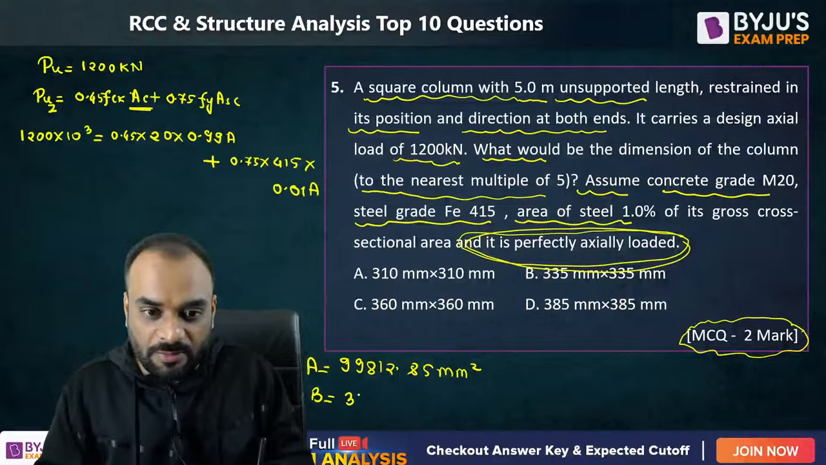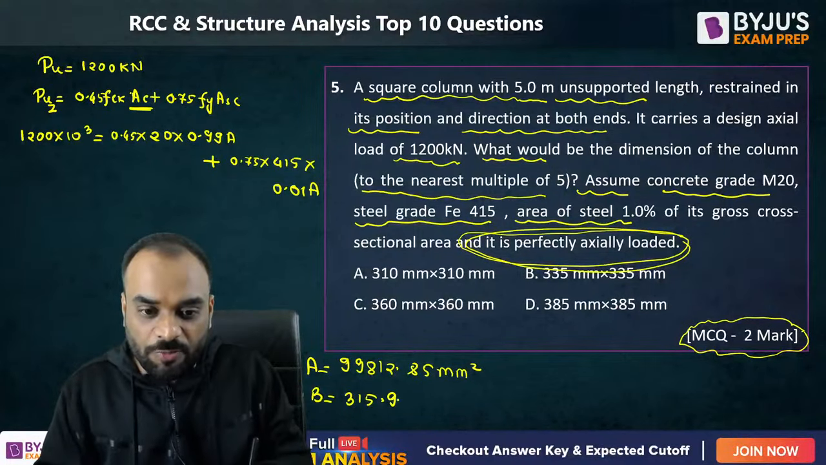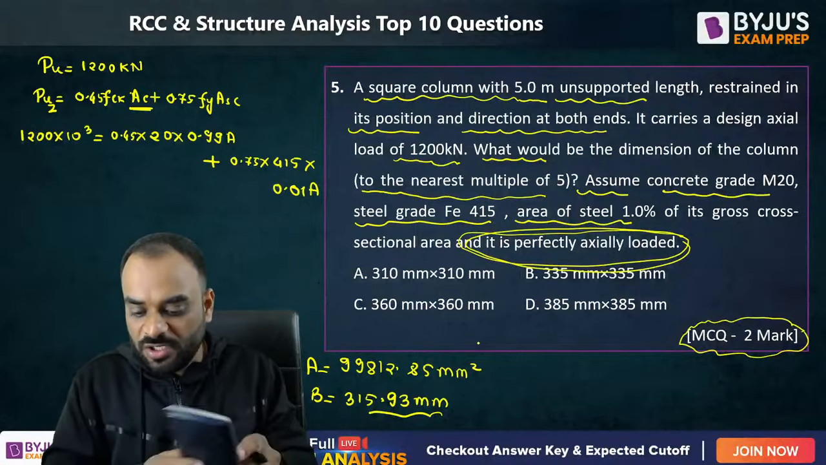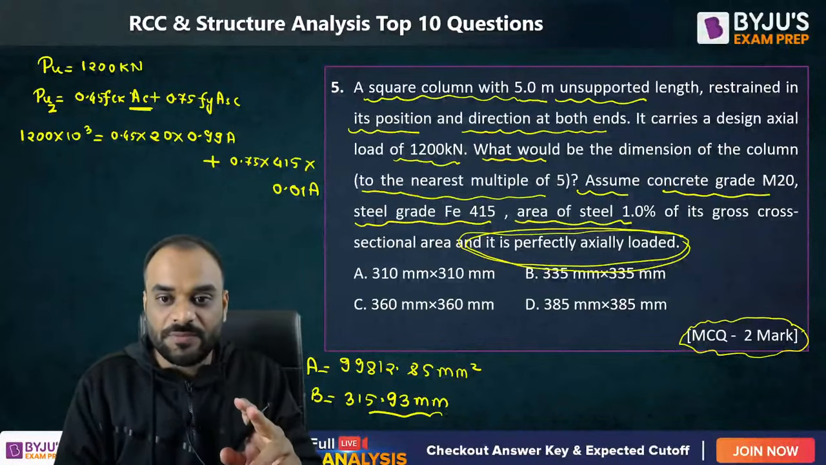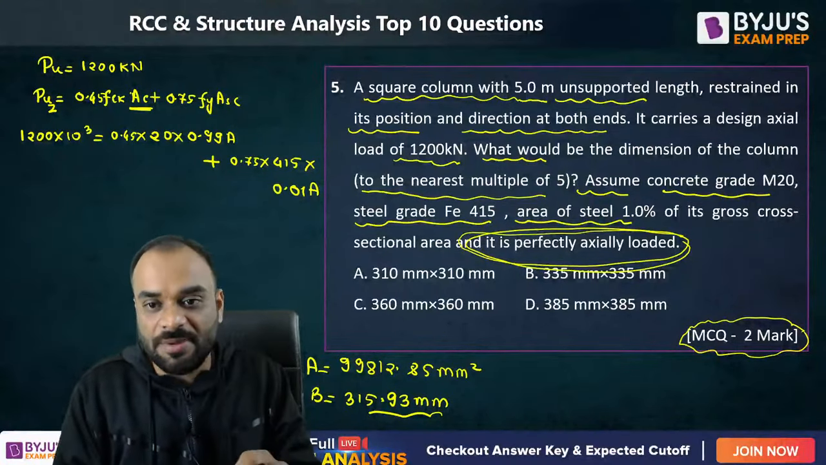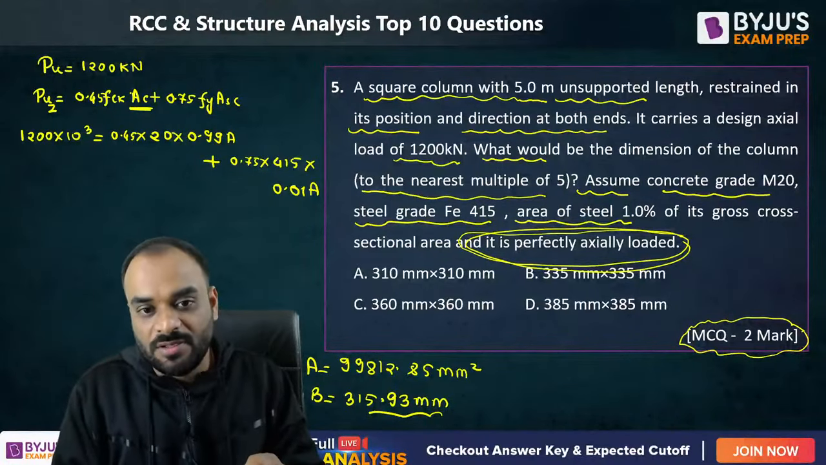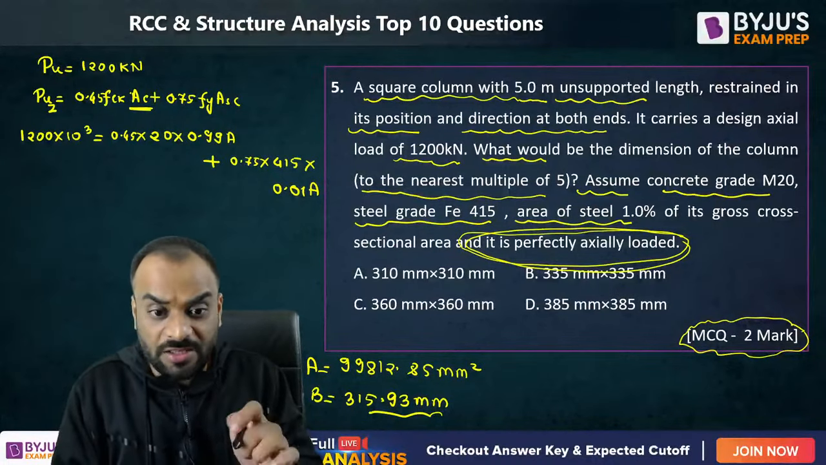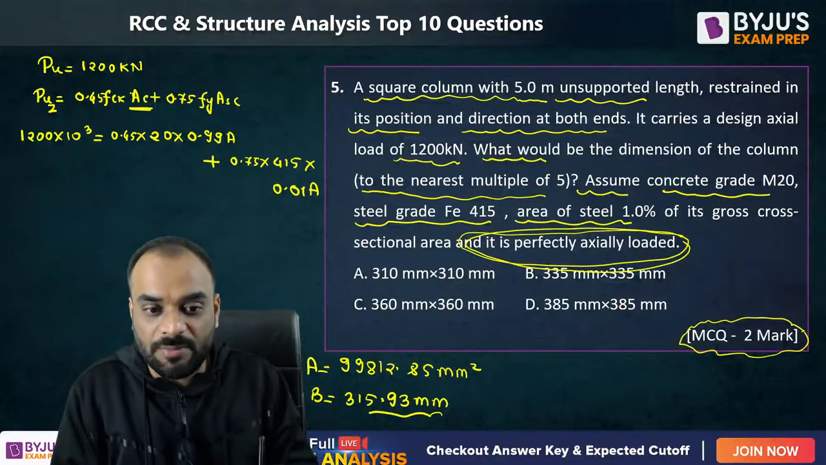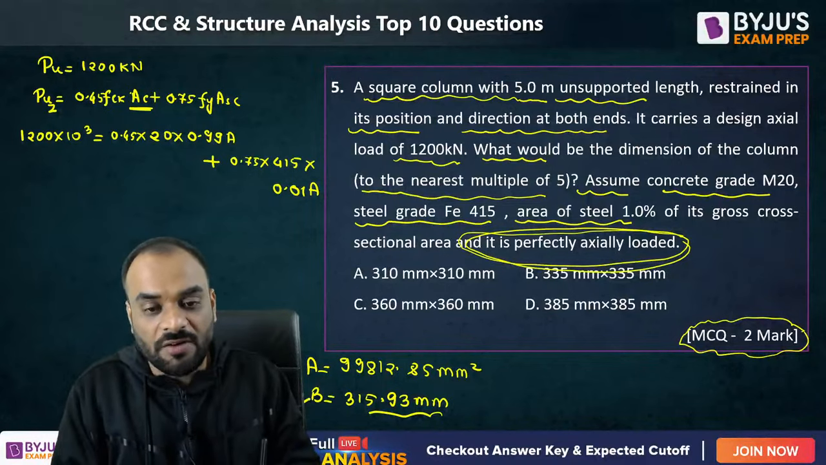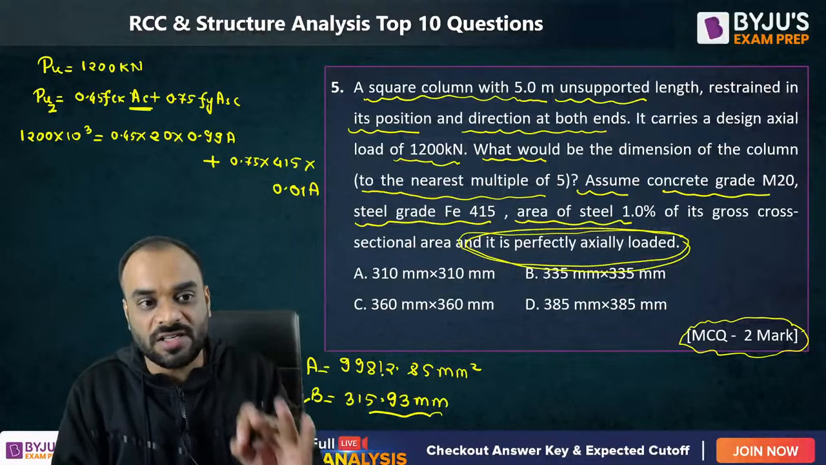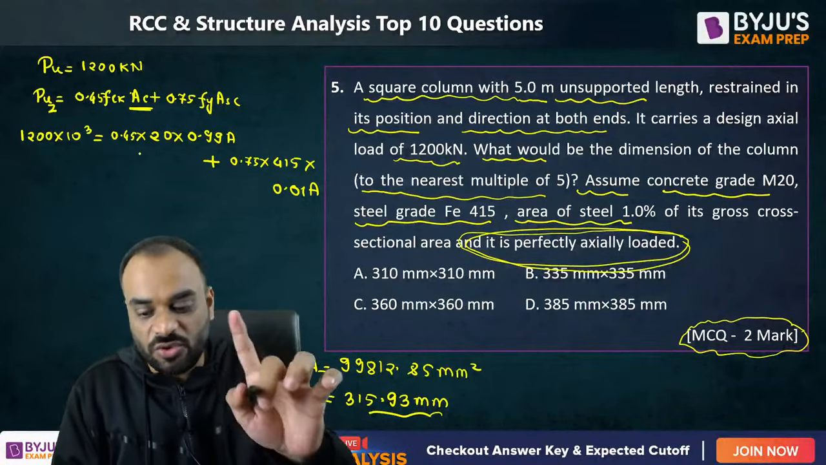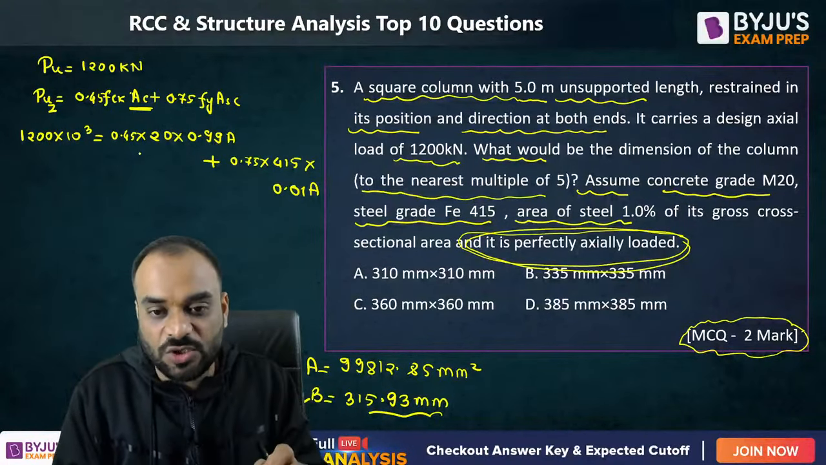So the dimension will be 315.93 mm. Now tell me guys, out of these options, which particular answer you will tick? The question is there, because they have mentioned what should be the dimension of the column which is nearest to multiple of 5, and this dimension is the minimum requirement, you know that, right? Our dimension of the column should not be less than this. That should be the consideration as per the calculation. Now tell me which particular answer you will take.